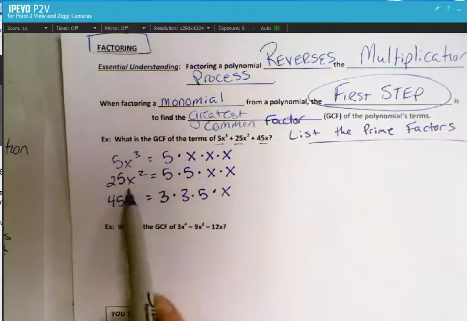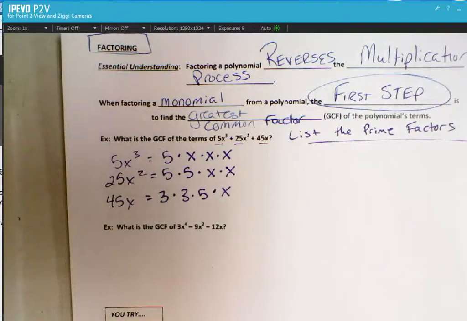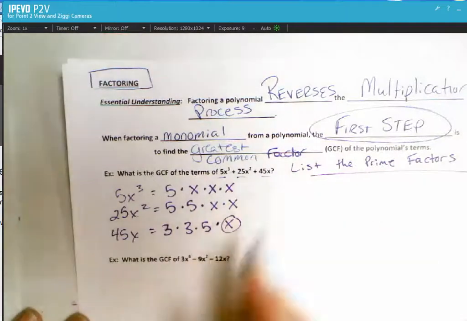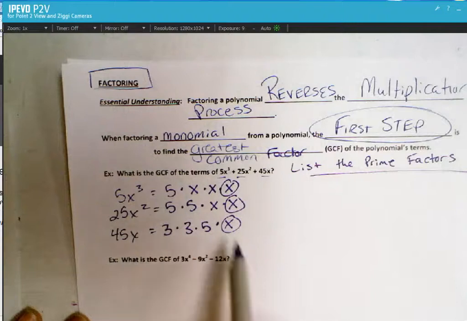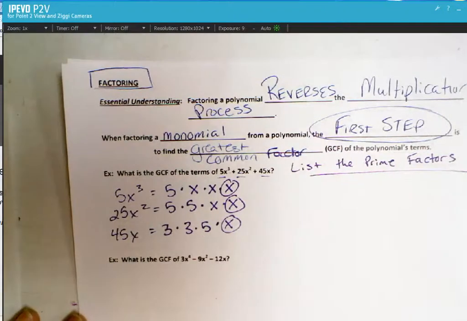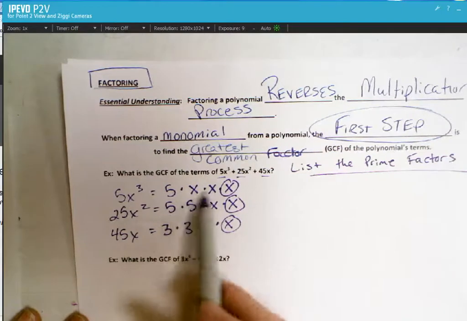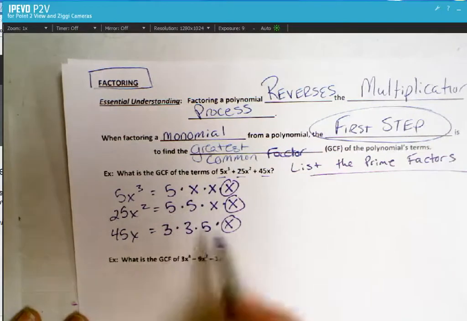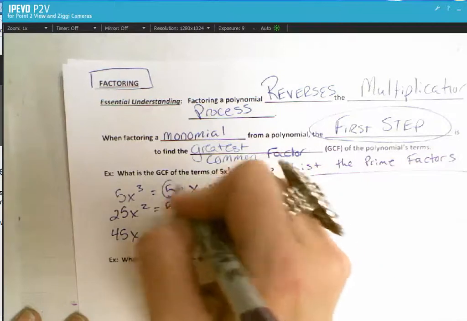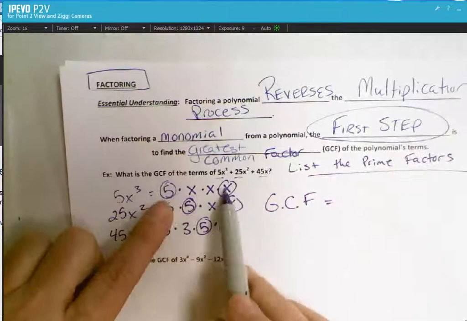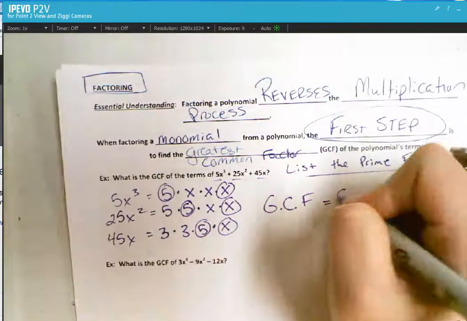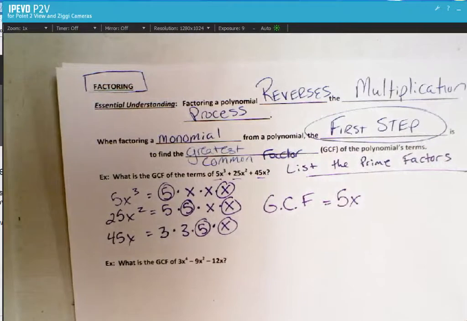I broke these into their prime factorizations. Now I need to go look and see what's common in all of them. I have only one x here, so I'm only going to circle one x in the other ones because that's the maximum amount of x's I have in this term, and they have to be the same in all of them. Then I look and see I have no 3's in either of these terms, so I'm not going to circle any of those. But I do have a 5 in all of them. I have a 5, and a 5. So my greatest common factor is 5 and an x, 5 times x. 5x. That will be what we do to pull out the term when we go to factor.